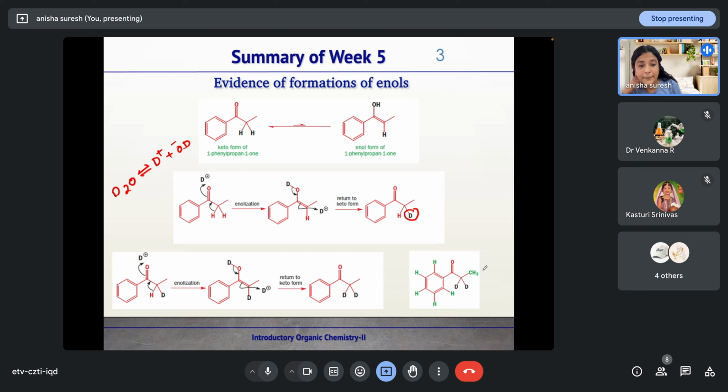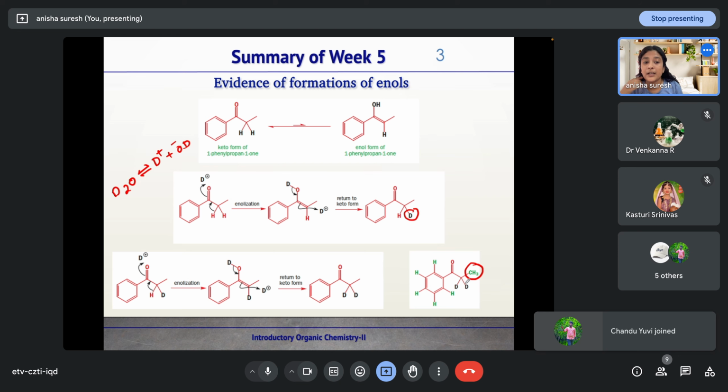Okay, so from NMR we can see that previously this would show one peak for CH3. This CH2 might show one peak in NMR, and the aromatic peaks will also show in NMR. But when deuterium is incorporated, deuterium is NMR silent, and these two protons which were previously appearing in the NMR of this 1-phenylpropanone will disappear, and thus we can get evidence of the formation of enols. Is it clear?